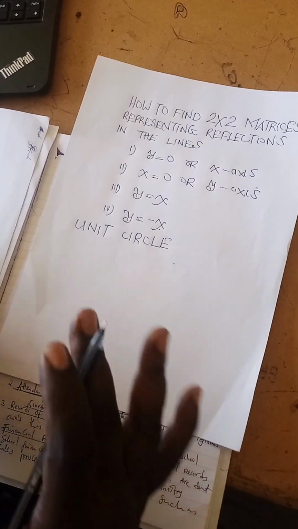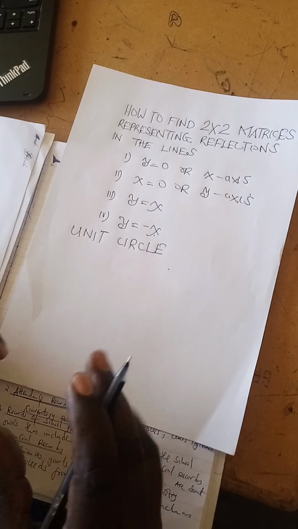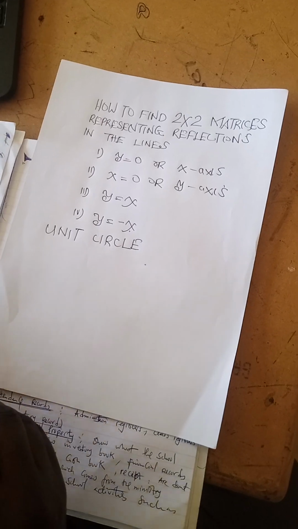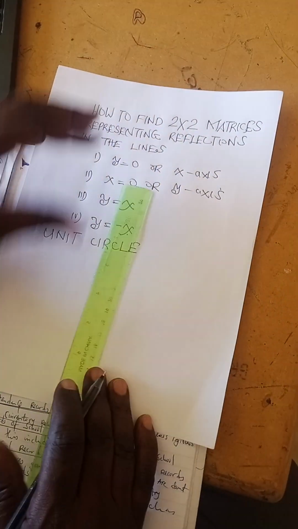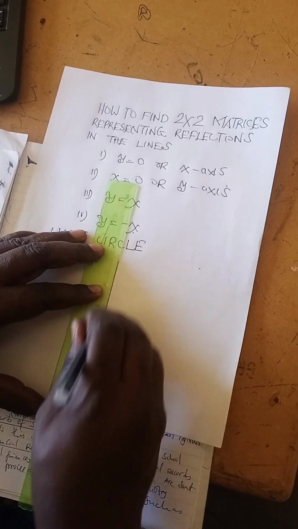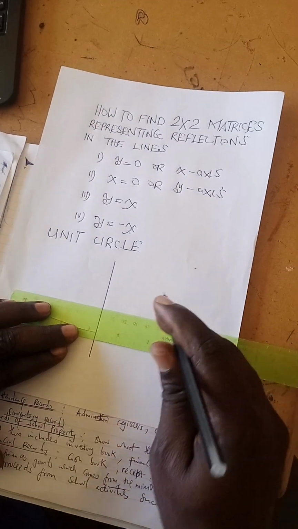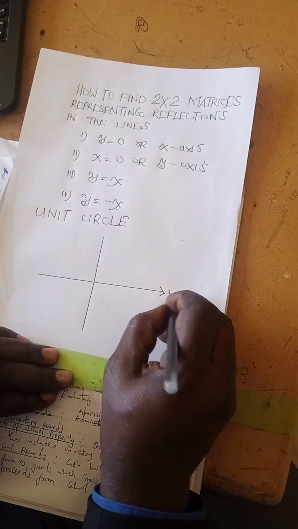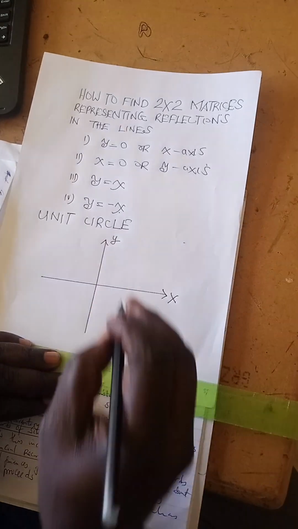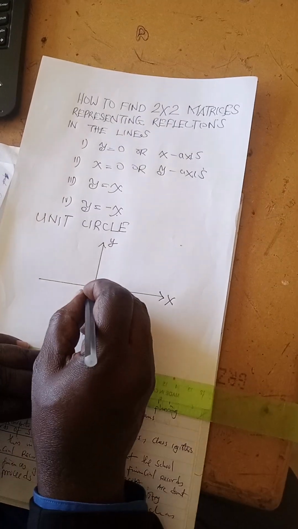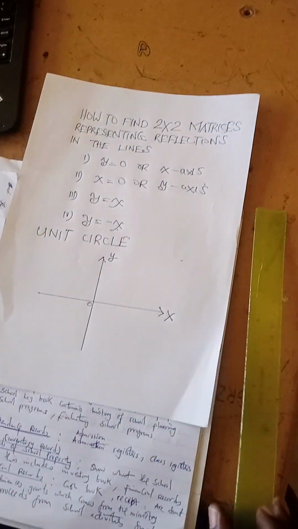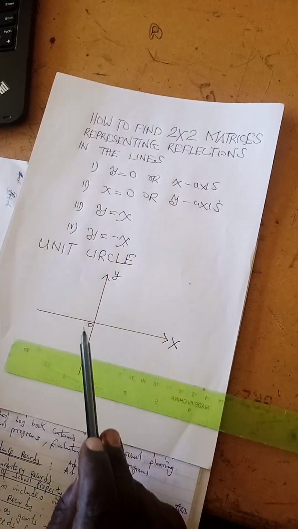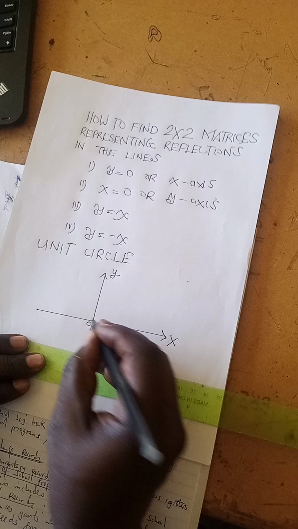Now, what is a unit circle? A unit circle is a circle whose center is the origin and has a radius of 1 on the coordinate plane. E.g., if I draw the x and y axis, we already know that the x-axis is horizontal and the y-axis is vertical. These two lines meet at a point called the origin. Then I want to have a unit circle, like I told you. A unit circle is a circle of center 0, 0, and has a radius of 1.